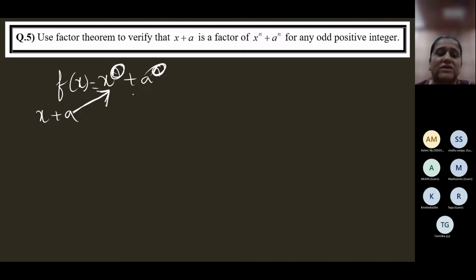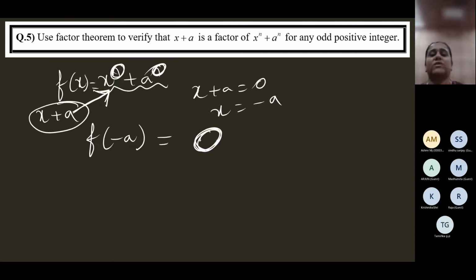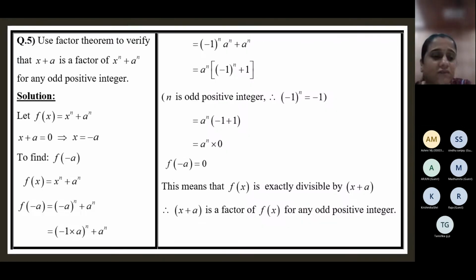So to prove it's a factor, equate this linear polynomial to 0. Find the value of x, you get minus a. Now you must find f of minus a and you must get the answer as 0. If you get 0, then you can say that x plus a is a factor of this one where n is any odd positive integer. So understand very carefully, children. Don't go ahead of me.